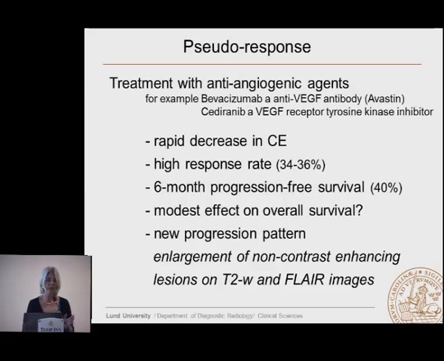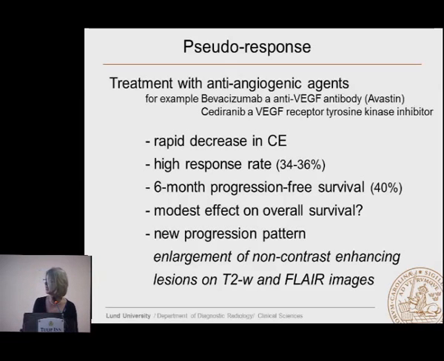It has been shown in some studies that the time where the patient actually is free from tumor progression has increased a little bit in up to 40% of these patients. But their overall survival, there is no obvious change between those that are treated with anti-angiogenic therapy versus those that are treated with something else.